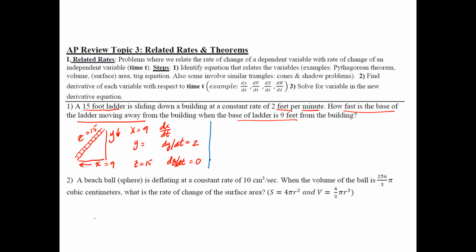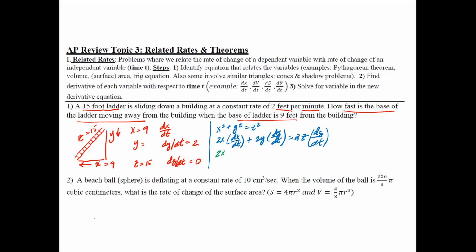Okay, looking at this, it looks like a hypotenuse with the Pythagorean theorem. So let's say x squared plus y squared equals z squared. Then the derivative of x squared is 2x dx over dt, plus the derivative of y squared, 2y dy over dt, equals 2z dz over dt. Let's go ahead and plug in some of the numbers.